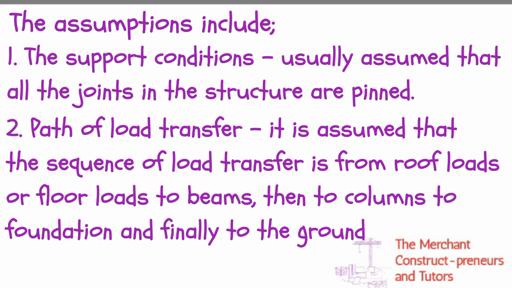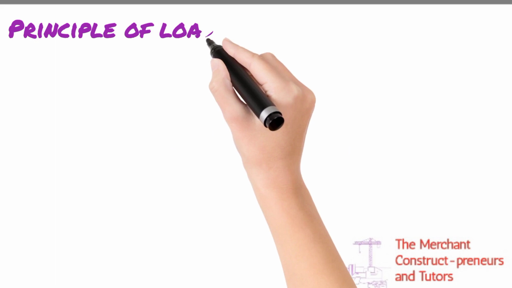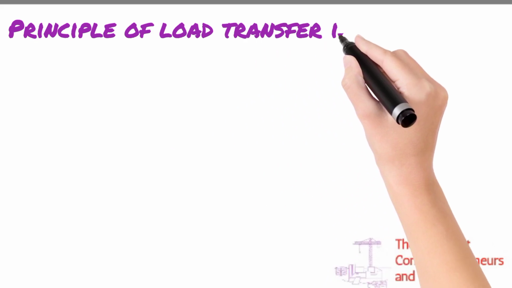So, the principle of load transfer in the structure. The principle of load transfer is explained using the illustration. You have the roof, the floors, the beams, the columns, the foundation footings, and the ground.